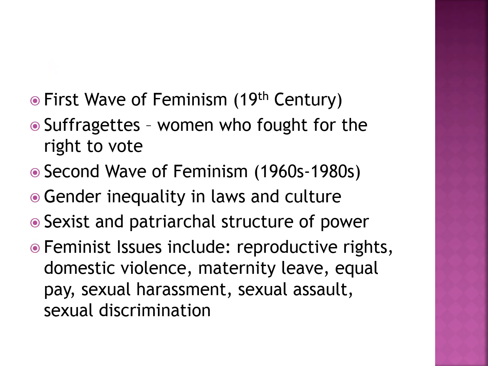The first wave of feminism started in the 16th century by the suffragettes, or the women who fought for the right to vote. The second wave of feminism started from the 1960s up to the 1980s. It talks about gender inequality in laws and culture, the sexist and patriarchal structure of power, and other feminist issues which include reproductive rights, domestic violence, maternity leave, equal pay, sexual harassment, sexual assault, and sexual discrimination.